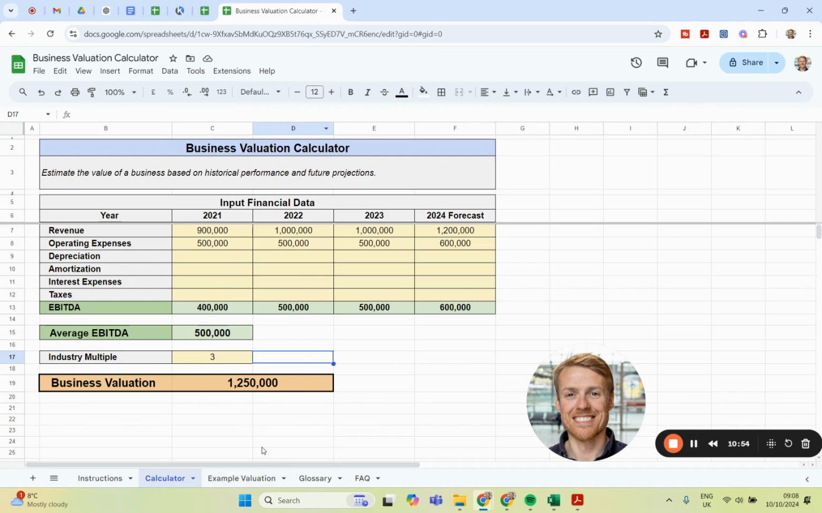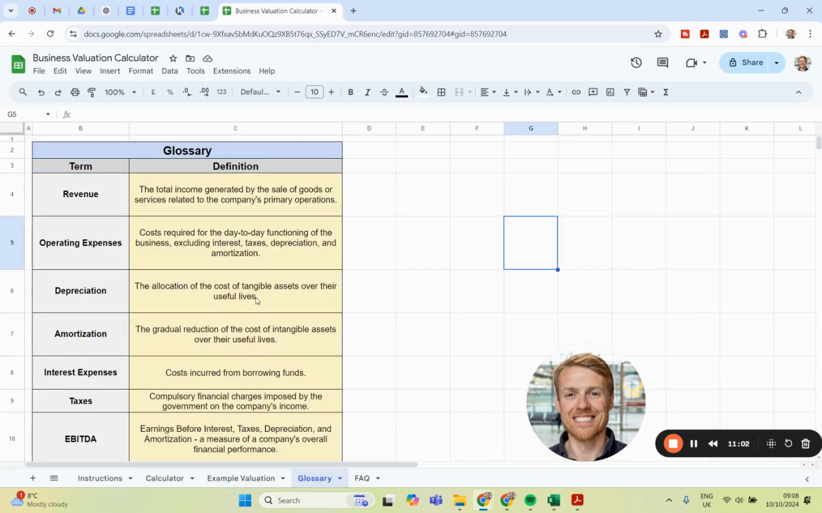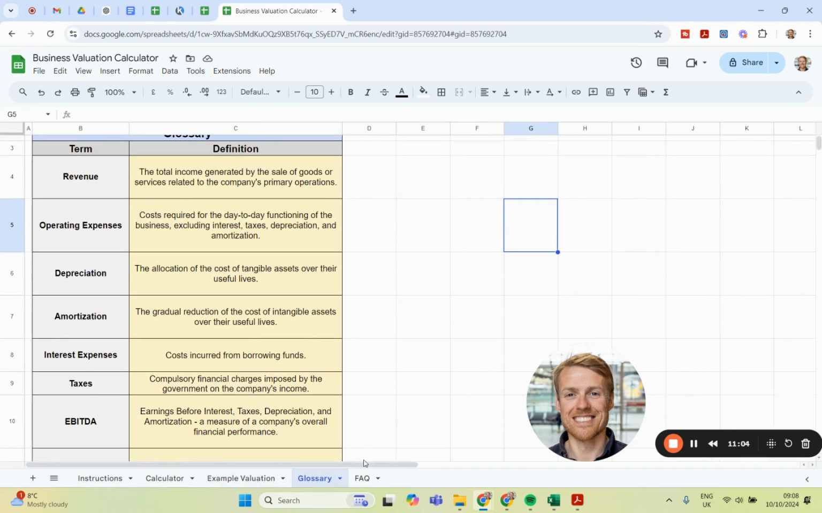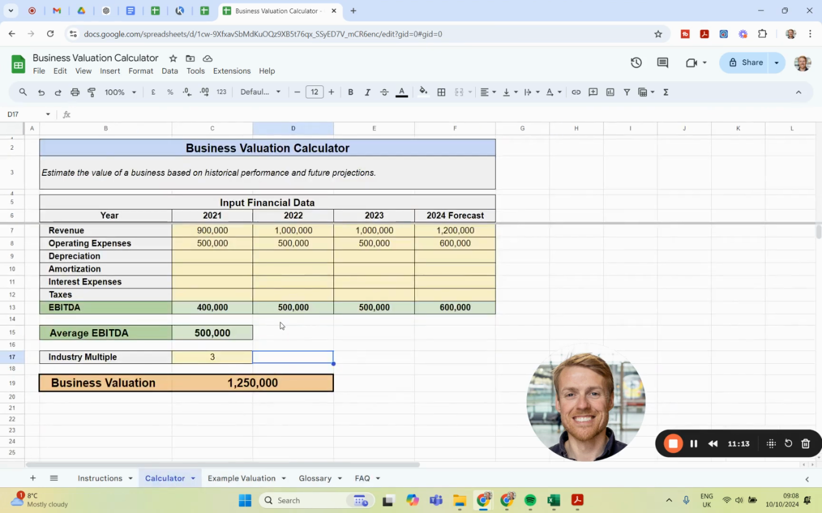Now, on this calculator, there is an example valuation with all of the data filled out, so you can see all of that there. I've also included a glossary if you're not quite sure on any of the terms, and a FAQ in case you've got any pressing questions. So with that being said, this is basically it. It's a relatively simple tool, but it's very powerful and will help you get to valuations quite quickly.